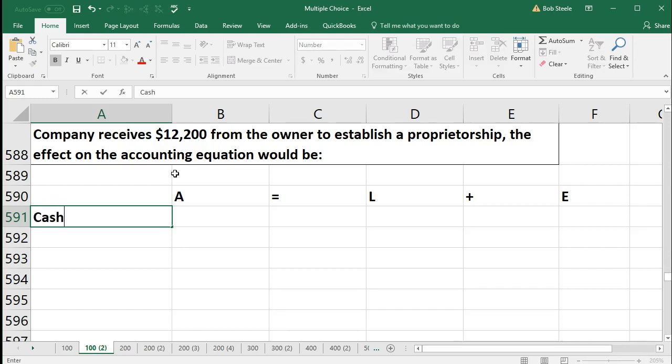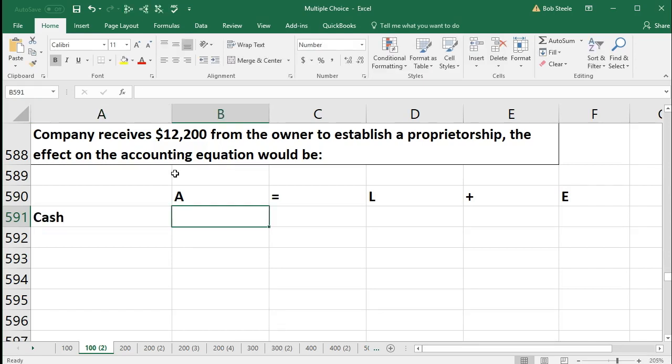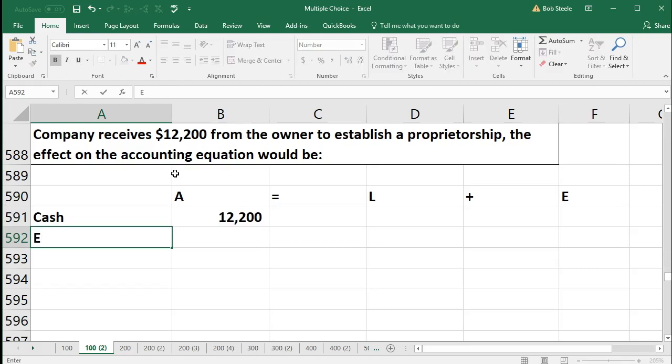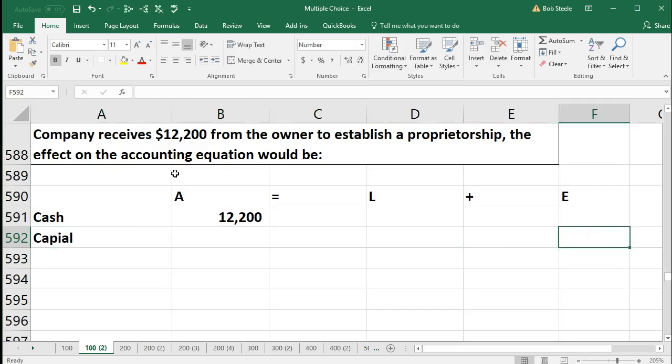So we're going to say cash is going up. In terms of the accounting equation, that's an asset. So I'm going to say that $12,200 is going up here. Then we're going to say who put the money in. The other account that would be affected is the capital account, because the owner put the money in, and therefore we would be on the other side over here on the equity side.